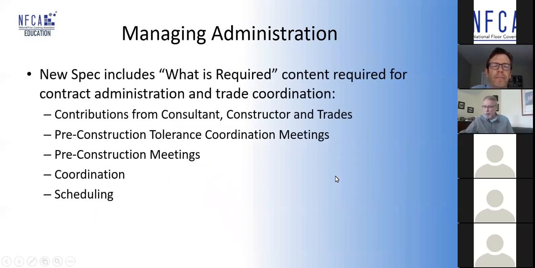So that's one of the big things the new spec includes. It's what is required content for contributions from the consultant, the constructor, and the trades. The big one, which has never been specified before, is the pre-construction tolerance coordination meeting. This is not just a pre-construction meeting. This is the startup meeting for the project.